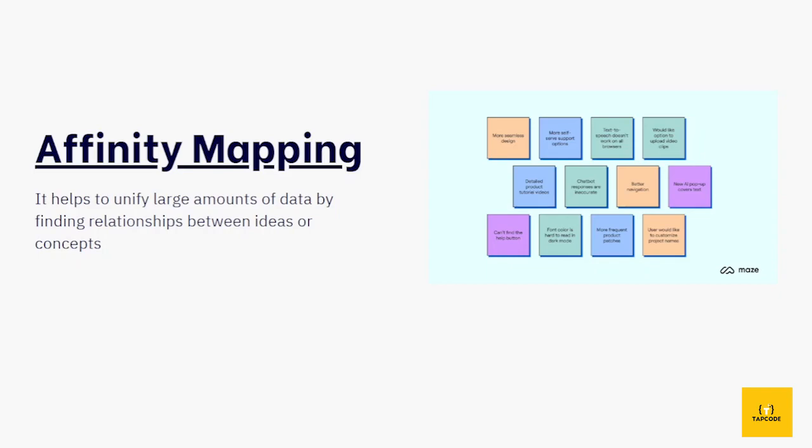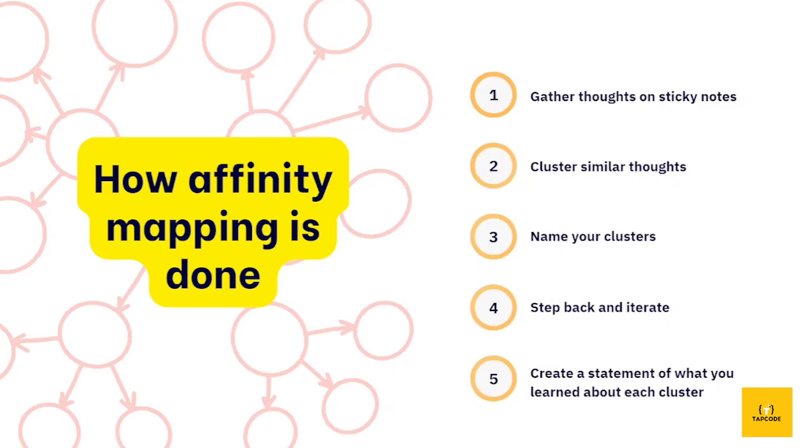Affinity mapping helps us to unify large amounts of data that we find by establishing relationships between the concepts and ideas. It also allows us to organize the facts and opinions and issues into taxonomies. We'll also talk more about taxonomies in the next module. These taxonomies help us diagnose complex problems and also identify key common issues that we face. We will talk about how affinity mapping is done.